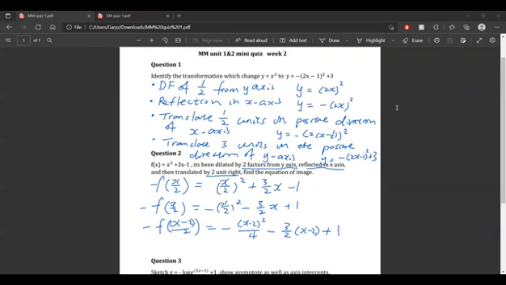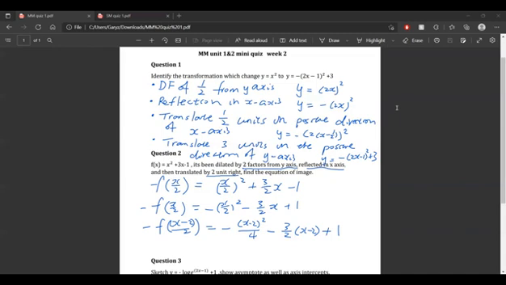Then I decided to translate a half unit in the positive direction of the x-axis, which changes the x inside the function to x minus a half, because we're translating to the right. That gives us y equals negative (2(x minus a half)) squared, which is the same as negative (2x minus 1) squared. And finally, I decided to translate 3 units in the positive direction of the y-axis, basically 3 units up. And then we got the function that we need.